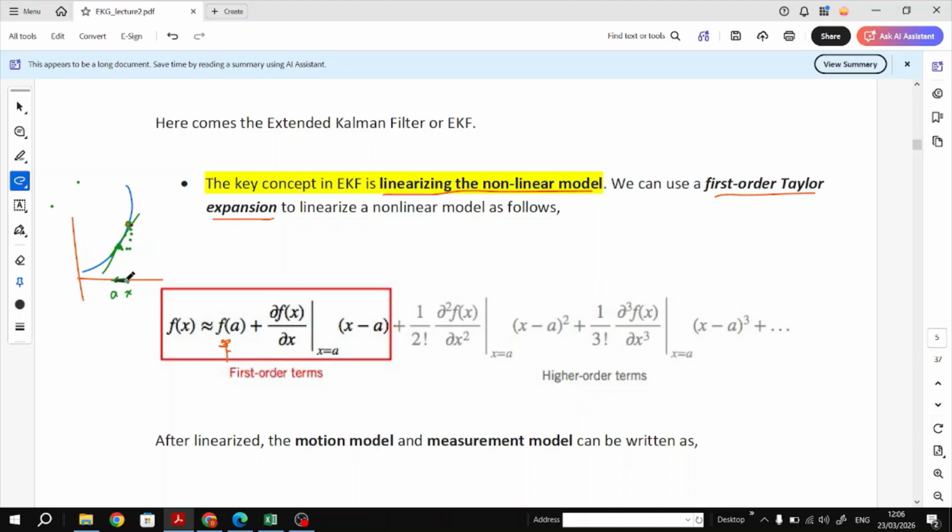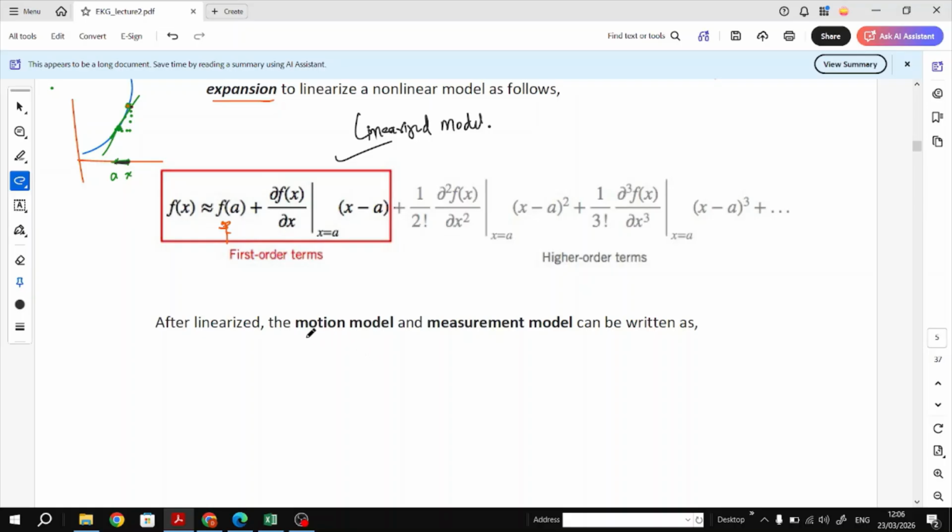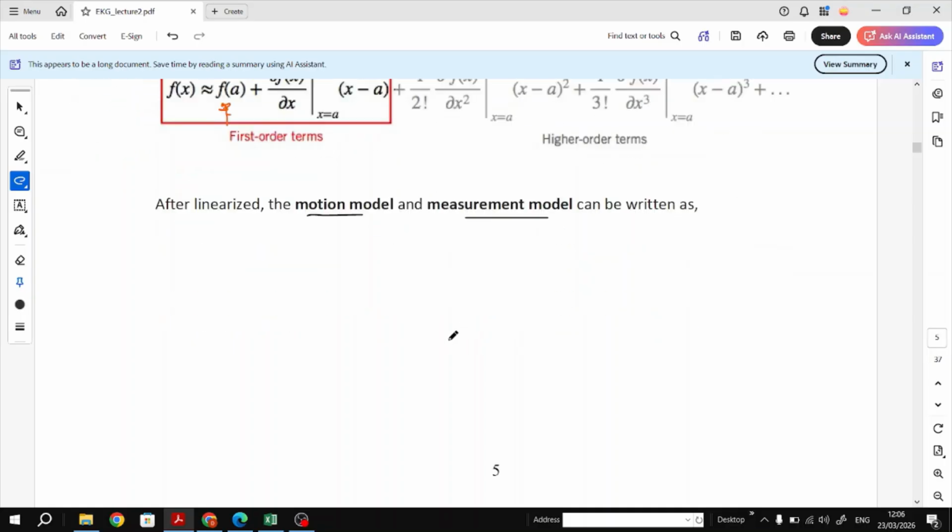So Taylor series gives this nice approximation of a nonlinear system. And this is the linearized model, first order, if you ignore the higher order terms. So we can linearize the motion model and measurement model, if they are nonlinear, using this first order Taylor series expansion.